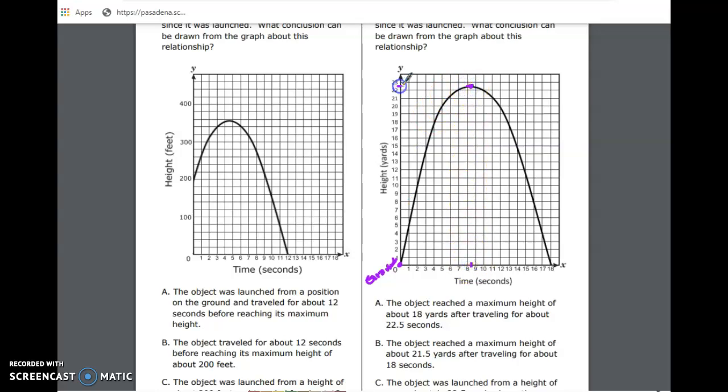It reached a maximum of 22.5 yards, and then it started coming down and it hit the ground at about 18 seconds. Okay, so the object reached a maximum height of about 18 yards. No, this is not 18 yards, it was 22.5.